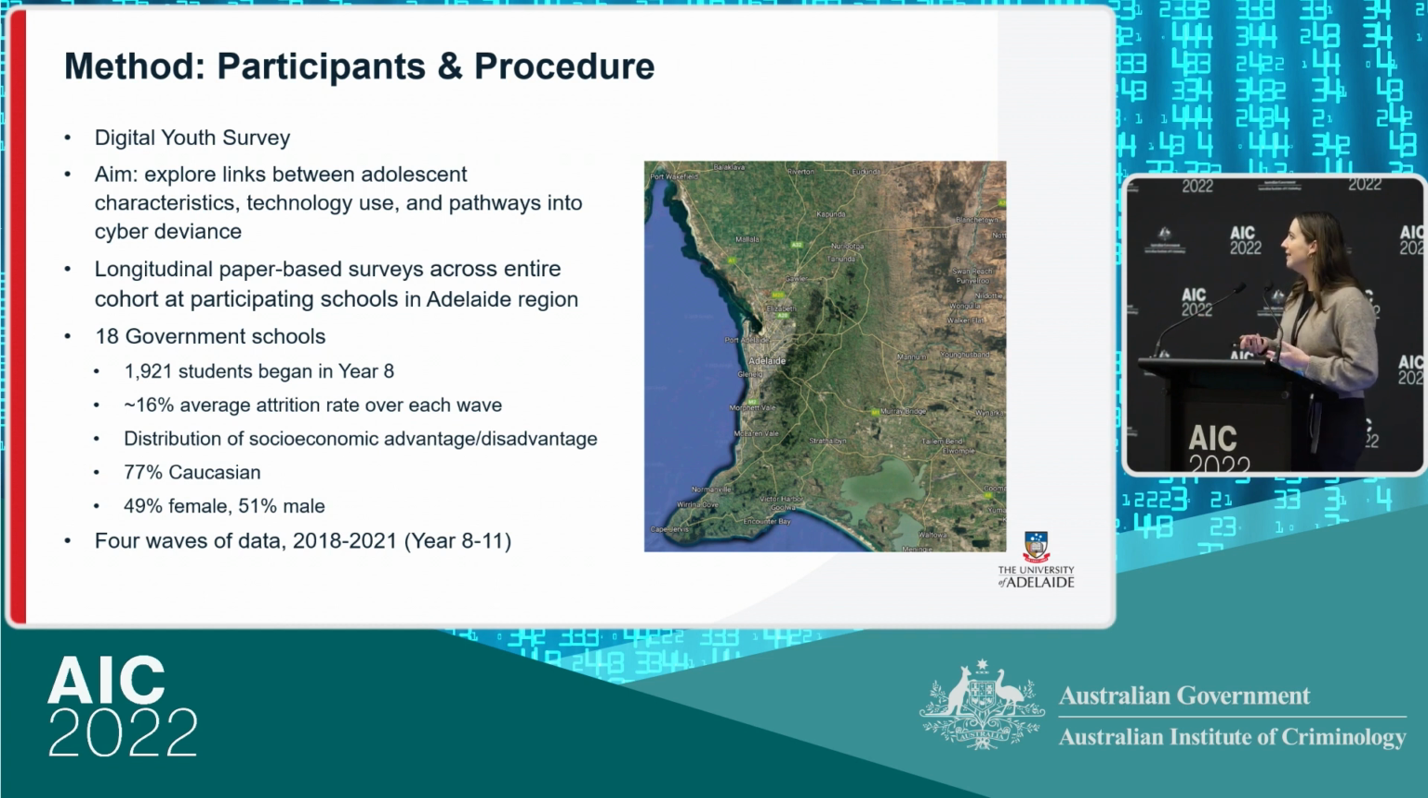Of course, as is the case with longitudinal research, we had some attrition over the waves as well, but we ended up with 970 by the time they were in Year 11. And in our total sample, we had a fairly even distribution of socioeconomic backgrounds. We had a large proportion of Caucasian students and an even split of males and females. And so we wrapped up end of last year with the last wave of the survey, and so we've got 4 waves of survey data to analyse now, which is incredibly exciting.